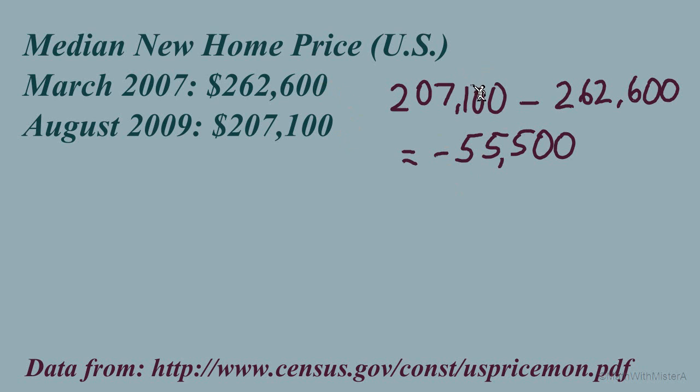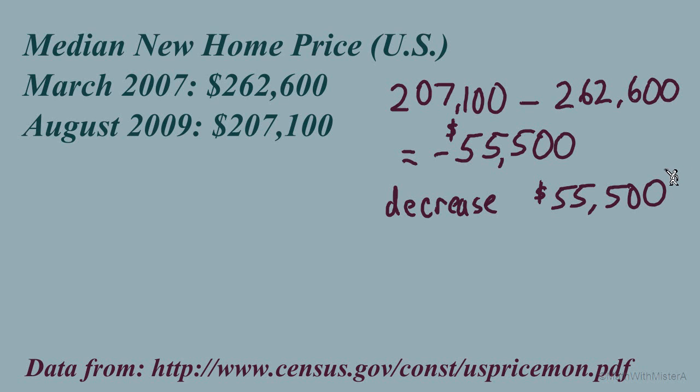So keep in mind that we take the current price and subtract from it the original price when we're calculating the absolute change, or the amount of change. And the negative result is just telling us that we have a decrease. Home prices are going down. We have two options. You can write your answer as negative $55,500, or instead of the negative, you could just use the word decrease to indicate that this is an amount that's decreasing.